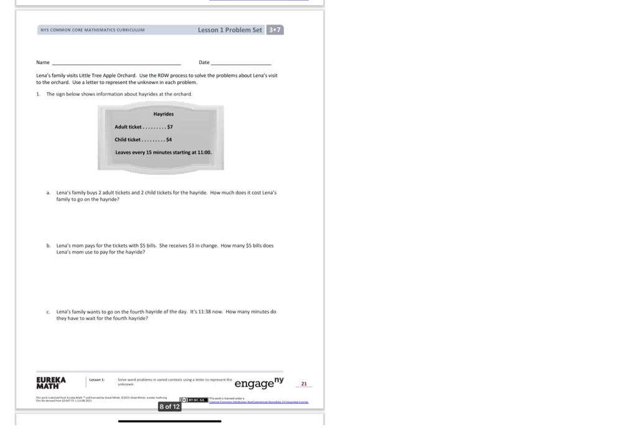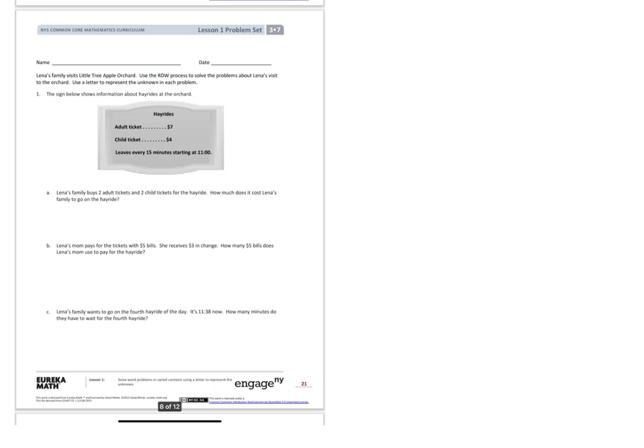So it starts off, the sign below shows information about hay rides at the orchard. Hay rides, adult tickets are $7. Child tickets are $4. And the hayride leaves every 15 minutes starting at 11 o'clock. Part A. Lana's family buys 2 adult tickets and 2 child tickets for the hayride. How much does it cost for Lana's family to go on the hayride?